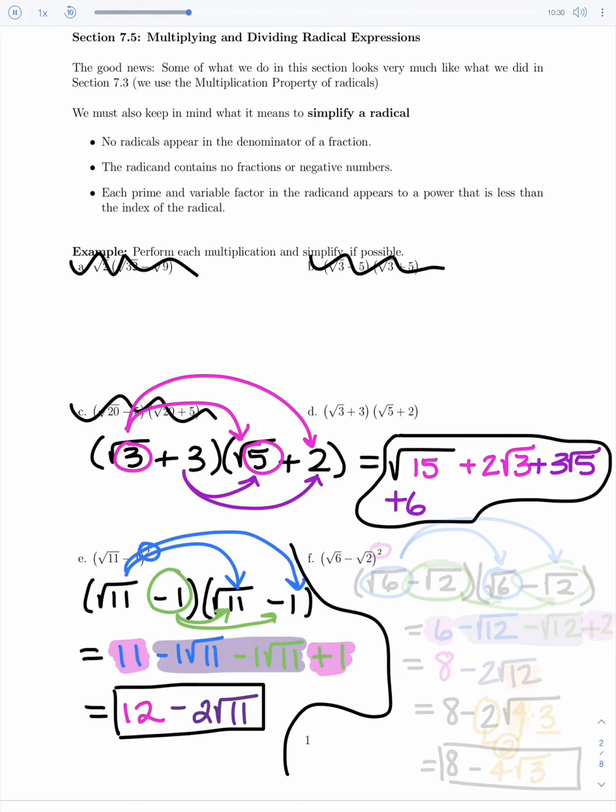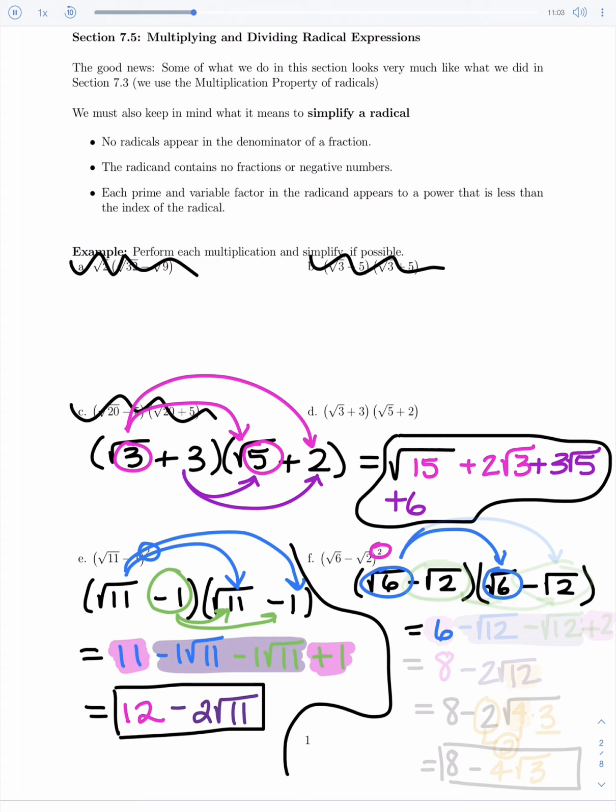Let's look at F. Okay, in F, we've got, again, another set of twins because of the squared. We've got a square root of 6 minus a square root of 2 times its twin, another square root of 6 minus square root of 2, which again means I need to FOIL. We'll start by multiplying out the square root of 6. Well, the square root of 6 times the square root of 6 will give us just 6 because they're identical square roots.